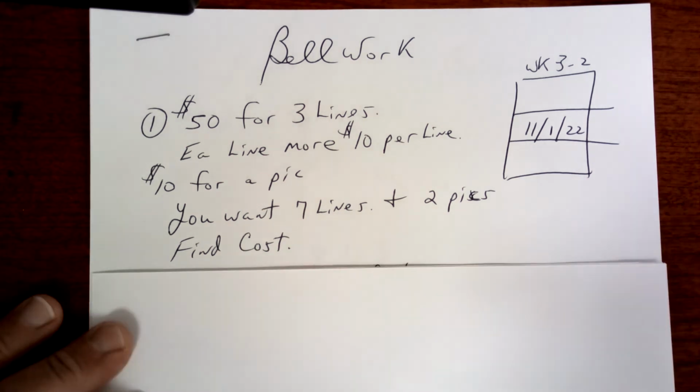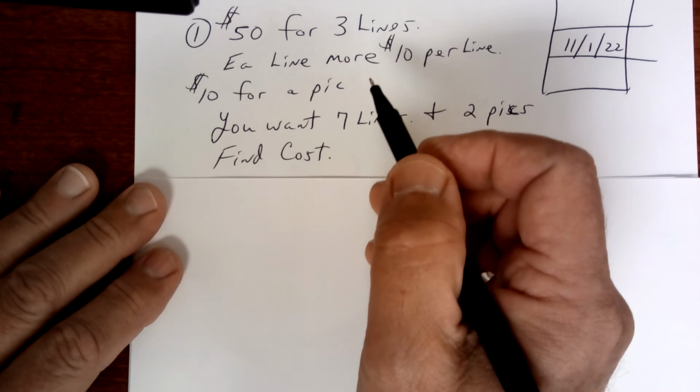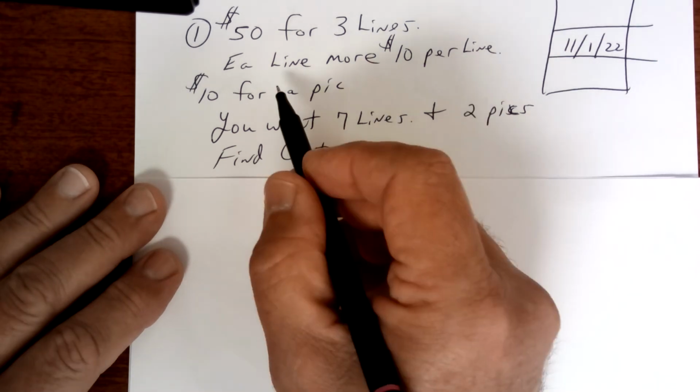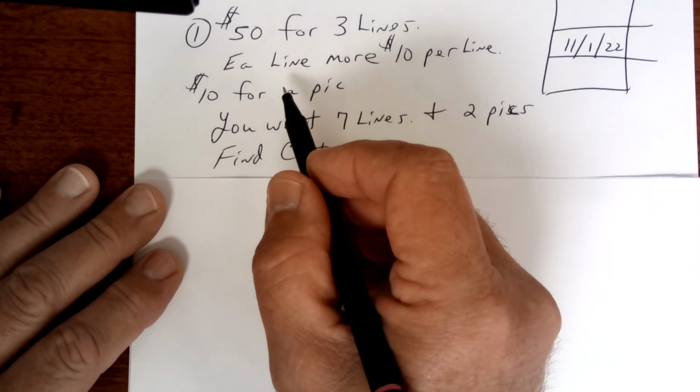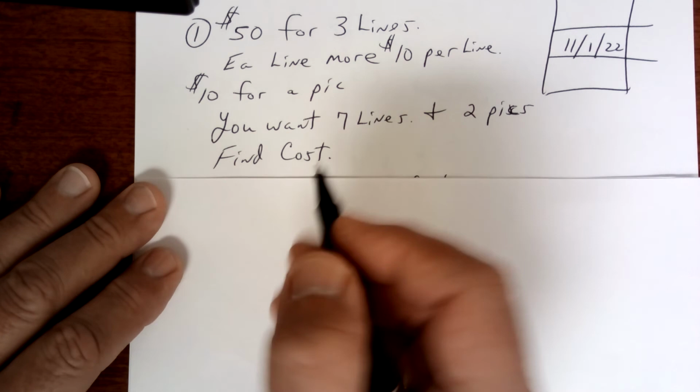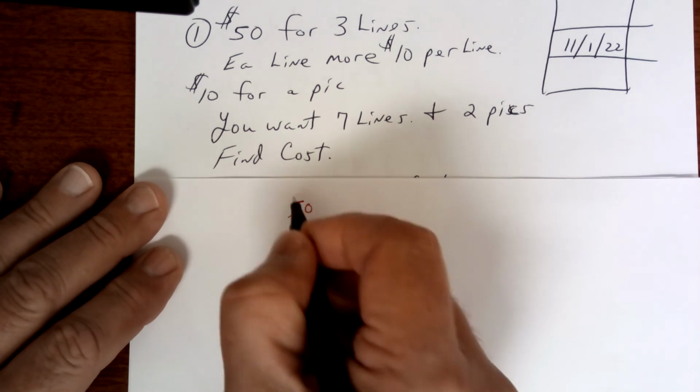This right here, it's $50 for 3 lines, $10 for each additional line, and $10 for one picture. You want 7 lines. Okay, so if you're going to do 7 lines, the first $50 is for 3 lines.